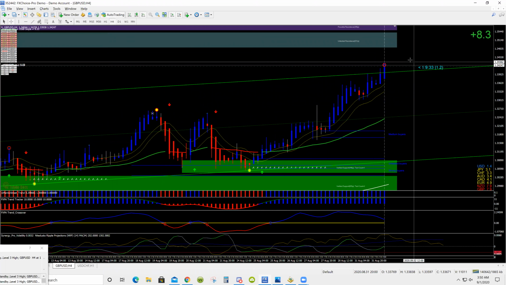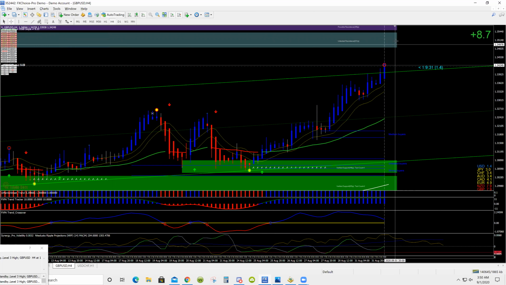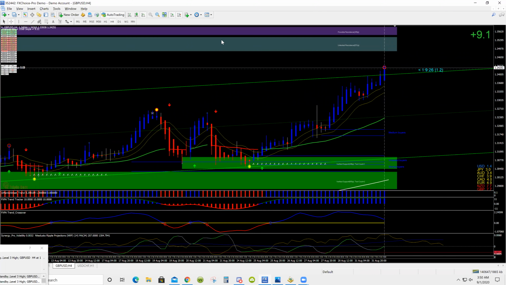Go to the 4 hour. You see the 4 hour? The 4 hour is giving me a target of some resistance here. So you can use this. Let's use this as a TP1. And I'm going to trade right here, 1.34.